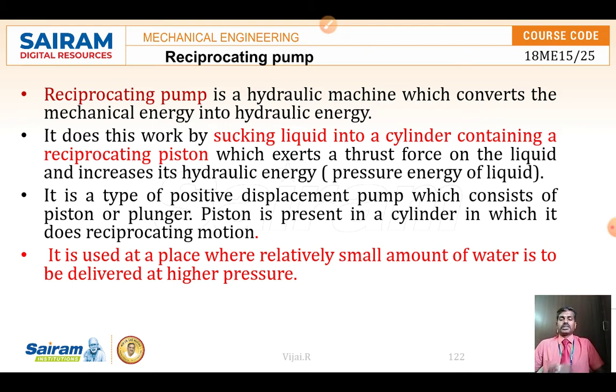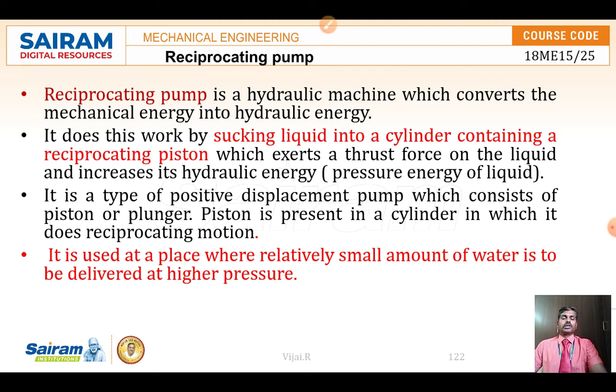So the piston moves inside the cylinder, and we call it a positive displacement pump, which consists of a piston and a plunger. The piston is present inside the cylinder. It is used in a place where a small amount of water is to be discharged.